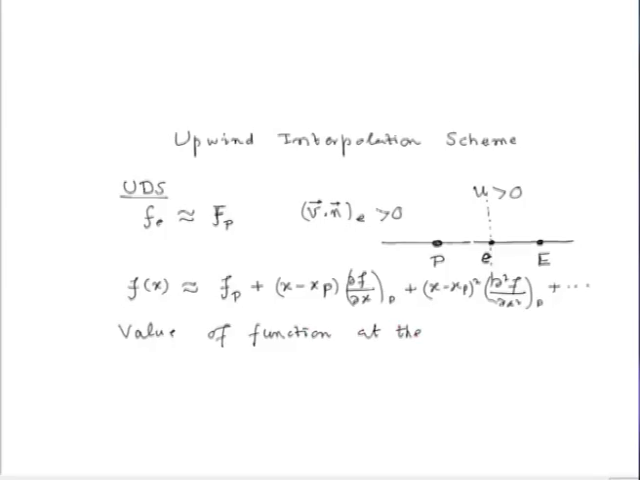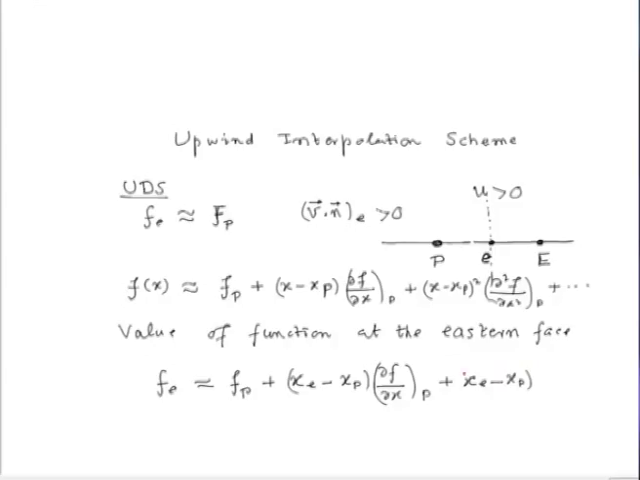At the eastern face, f e, this would now be f at P plus x e minus x P del f over del x at P plus x e minus x P square del 2 f over del x square at P plus higher order terms.